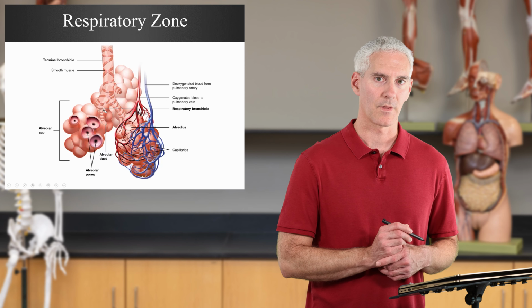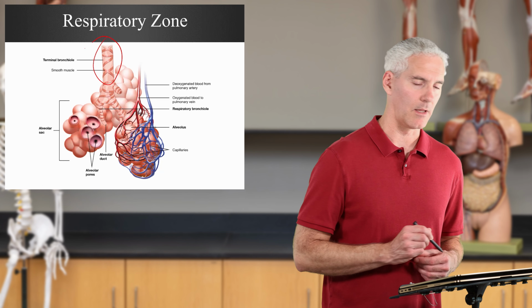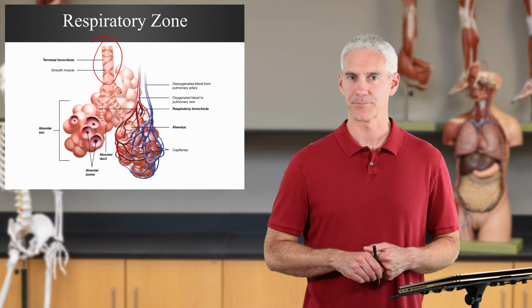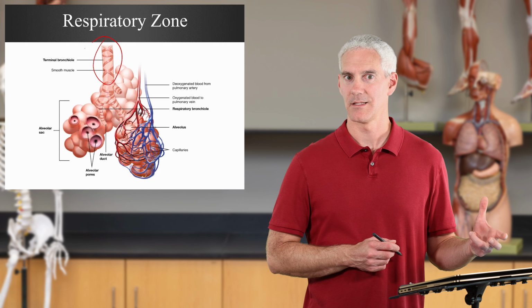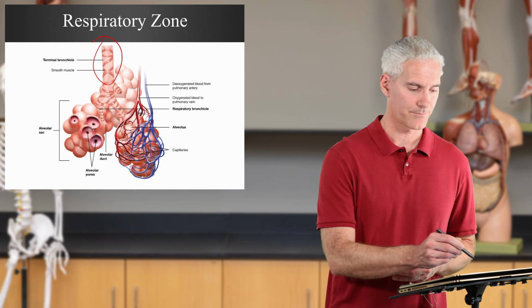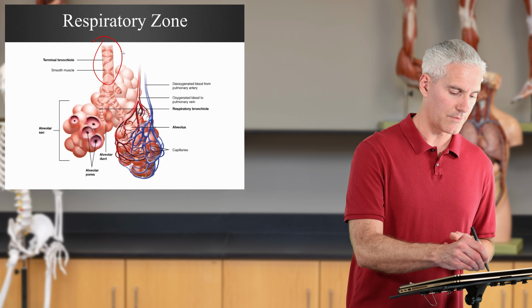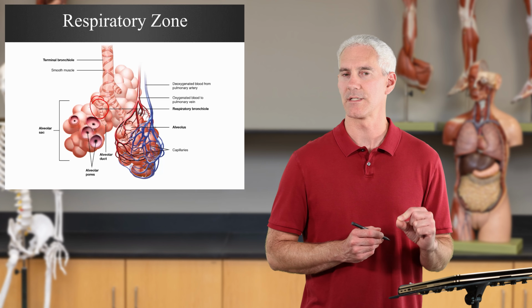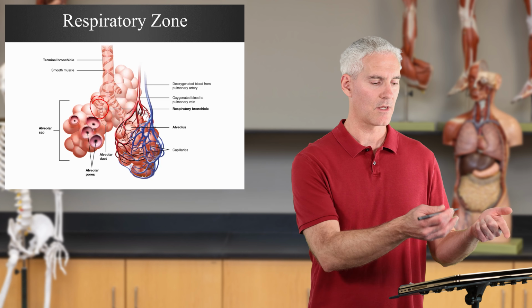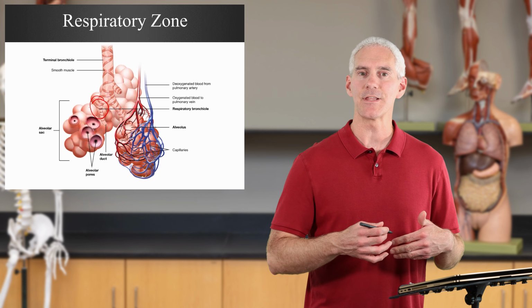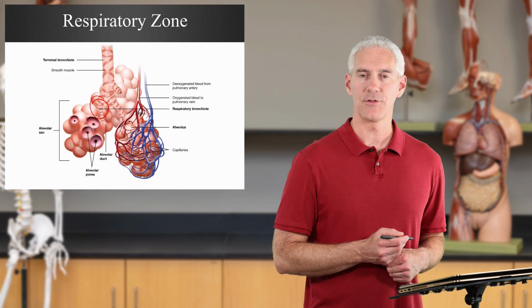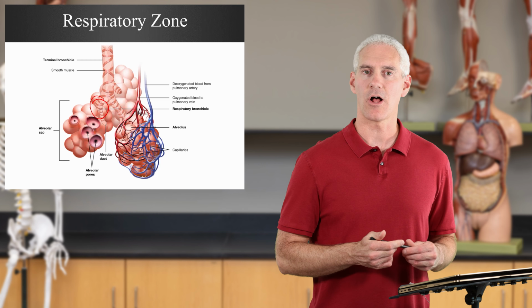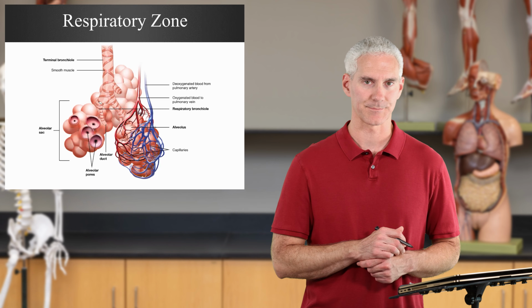respiratory zone. Moving further up, this terminal bronchiole is the end of the conducting zone. The terminal bronchiole doesn't have any gas exchange. But then you go to the respiratory bronchiole down here. That's the first point of gas exchange, the first point of the respiratory zone. Everything beyond that, the alveolar duct, the alveolar sac, the alveoli itself, that's all parts of the respiratory zone.